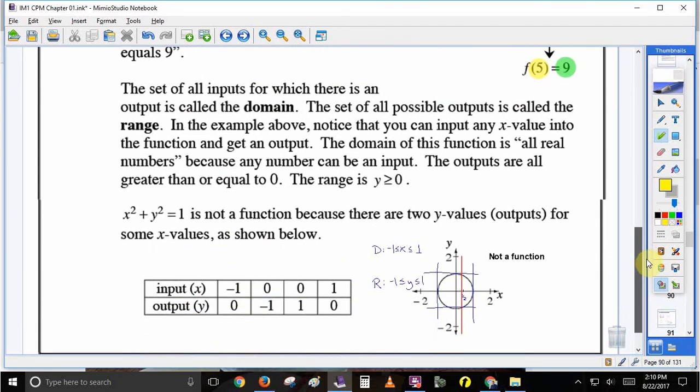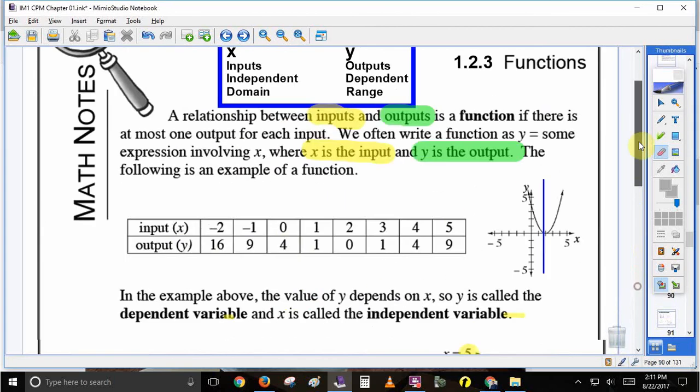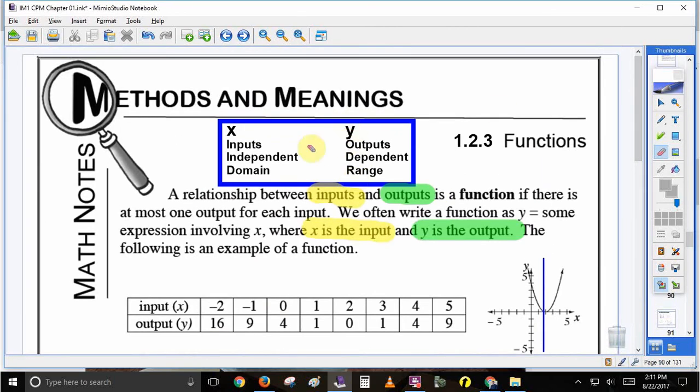Let's talk a little about domain and range. The set of all inputs for which there's an output is called the domain. So it's all the x's that are valid for your function or for your graph if it's not a function, okay? So the set of all possible outputs is called the range. Again, going back up here, y's are your range, x's are your domains.